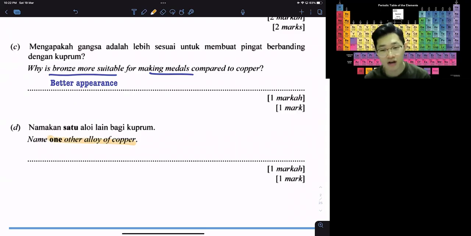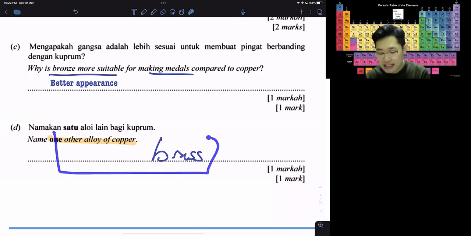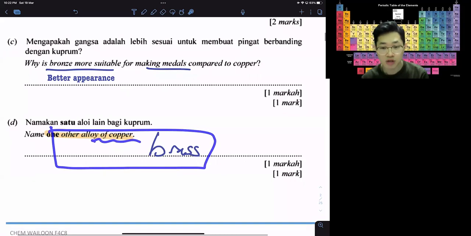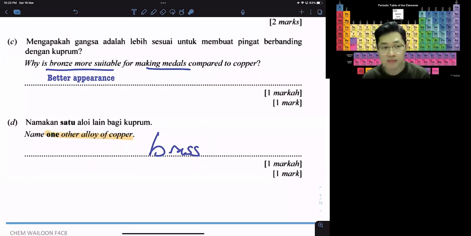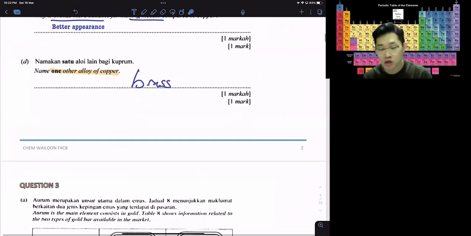Other alloy of copper is what? Brass. Pewter also has copper. Duralumin also has copper. Can I write pewter or duralumin? Cannot. It has to be an alloy mainly made of copper. The main component is copper. Brass and bronze only.